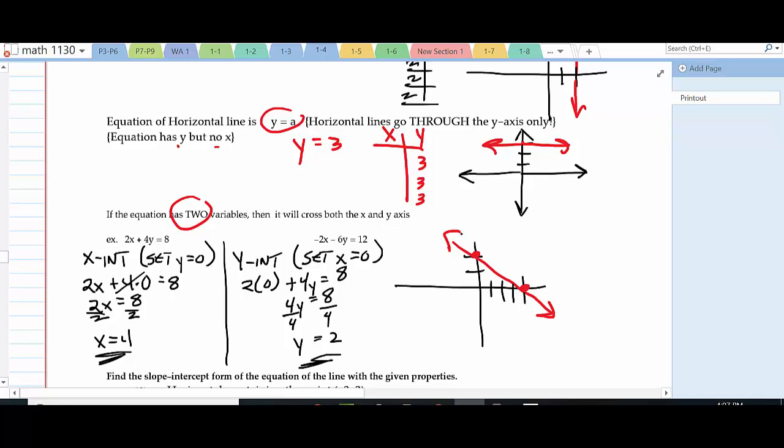So the key thing that you want to sort out in your mind, if it only has a y, what does it do? Through y. If it only has an x, what's it do? Through x. If it has 2 variables, it touches both axes. All right, that's a good way to sort it out in your mind.